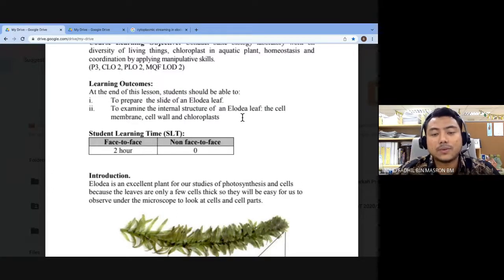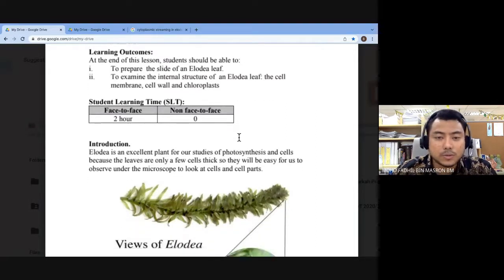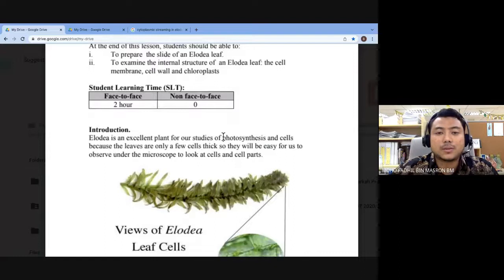So that's why it's very important, and that's why we are really looking forward to having this session face to face with you guys, so that we can introduce you to how to handle the microscope as well. We would be able to do this experiment face to face, and you guys get hands-on with the experiment using the microscope. But it's okay, we're trying the best we can during this pandemic season.